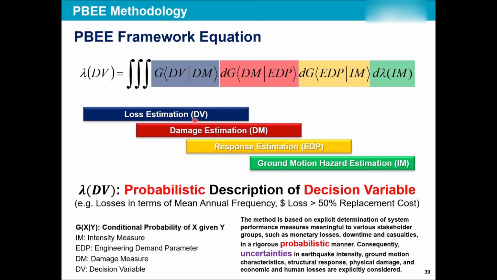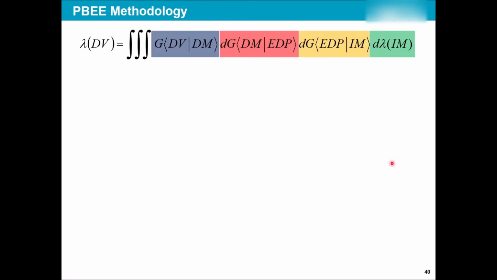And then uncertainties in the earthquake intensity, ground motion characteristics, structural response, physical damage, economic and human losses are all explicitly considered in every single one of these stages, as the PSHA does, as the structural modeling does, as the fragility curve derivation does, as well as the loss estimation. So you will report the uncertainties which every single one of these levels involves to your client, so they understand that none of these are deterministic, they're all probabilistic, and there are some uncertainties.